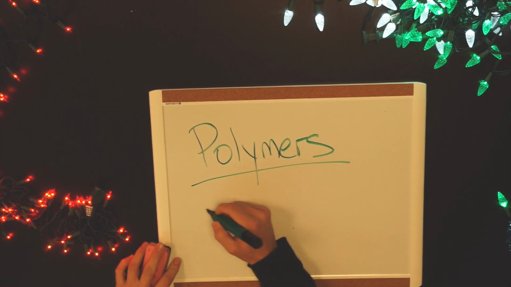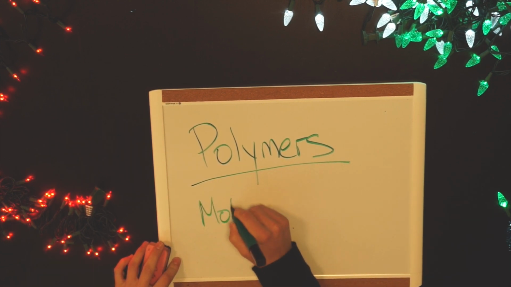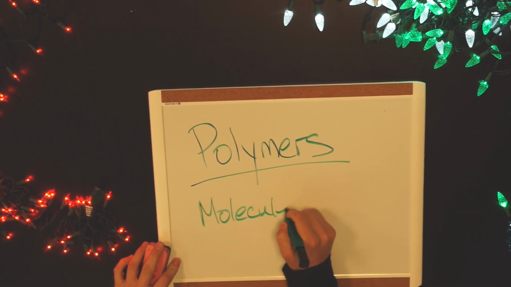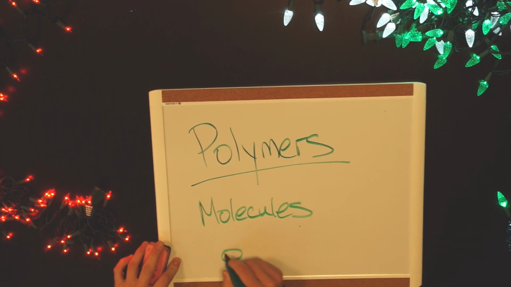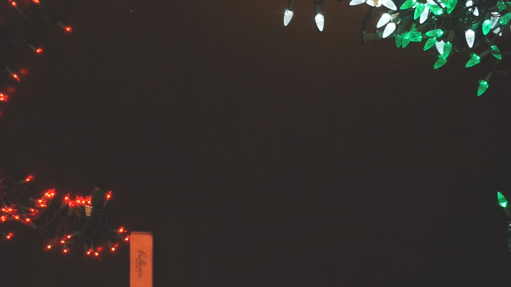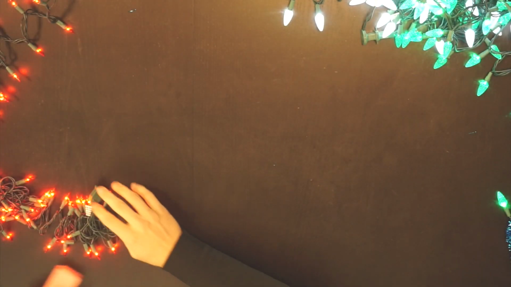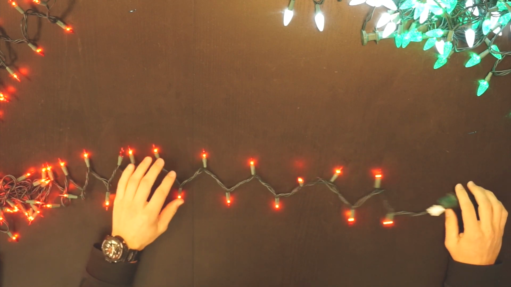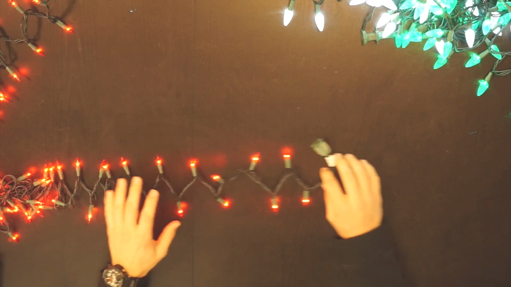Polymers. Just like everything else in the universe, polymers are made up of molecules. Now, the molecules in polymers like to form what are known as chains. You can imagine these polymer chains being just like holiday lights. Now, there are three different types of polymer chains.